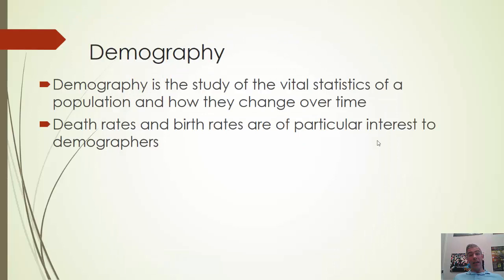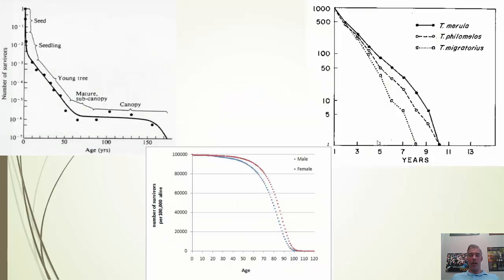Okay, the next thing that population ecology tends to focus on is demography, which is the study of the vital statistics, or the living and dying that's going on in a population over time. Death rates and birth rates tend to be the thing that we focus on when we're looking at demography.